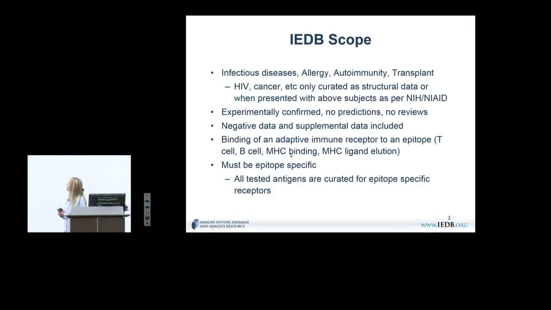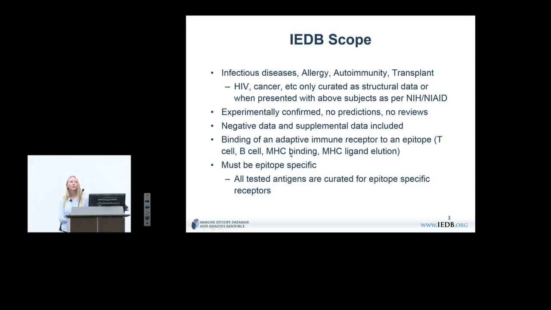Some of this may be what Bjorn mentioned, but I'll go into a little more detail. So the scope of the IEDB, as he said, was infectious disease, allergy, autoimmunity, and transplant. But HIV and cancer are excluded. I know a number of people said they were interested in cancer. We do have some cancer epitopes. We capture HIV and cancer epitopes when they occur in a manuscript alongside infectious disease, allergy, autoimmunity, or transplant epitopes.